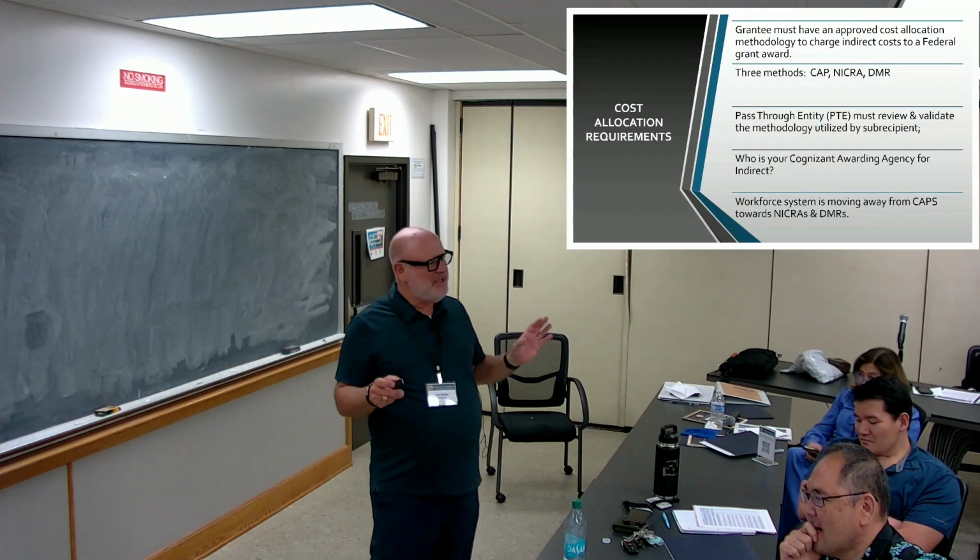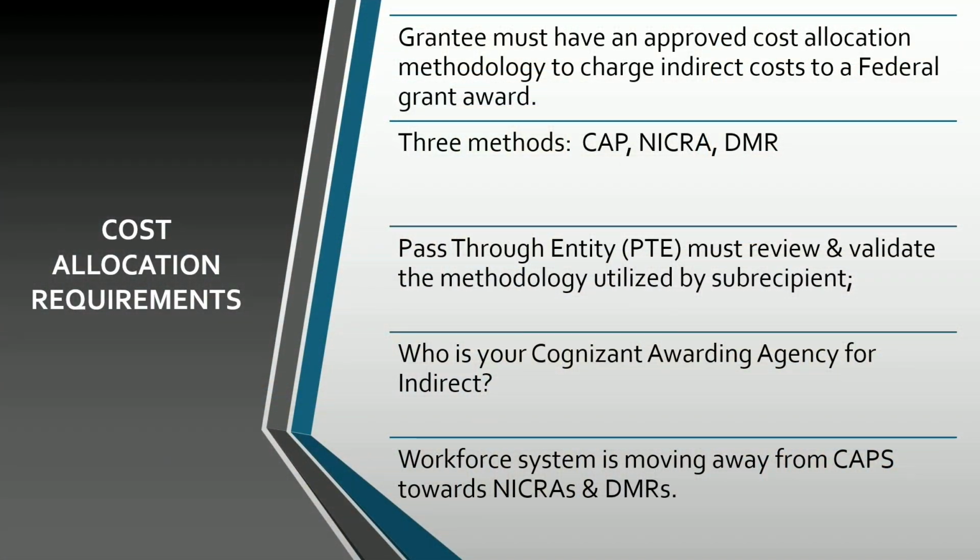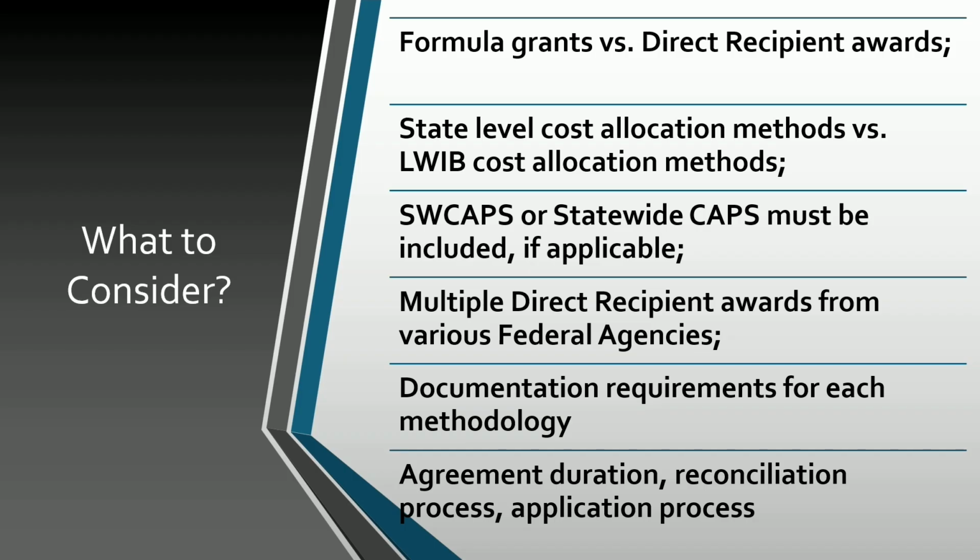So think about this. What works best for you? You may start thinking about, if we have to go to de minimis, what does that mean? And so forth. Again, formula grants, direct grants, what to consider. State level allocation plans, methods, and local plans. The state's responsible for validating that all their workforce areas have an approved, acceptable allocation methodology, a cost allocation plan.